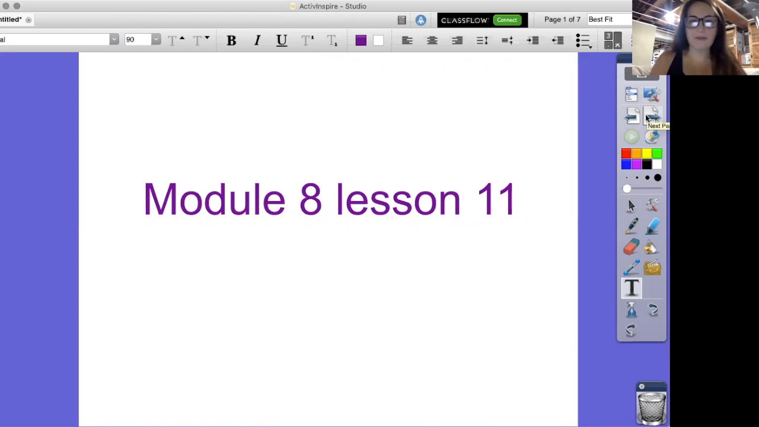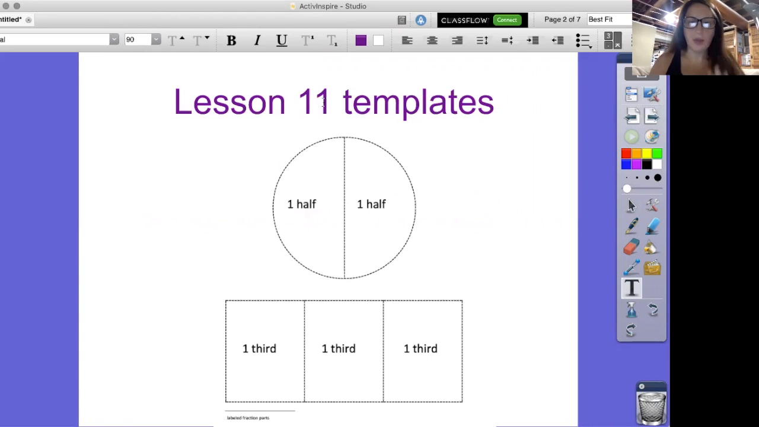So first, I have some templates for us. I have a circle and it is cut into halves. So you can see I have one half on this side and one half on this side. I have my rectangle down on the bottom and it is cut into thirds. So I have 1/3, 2/3, 3/3.